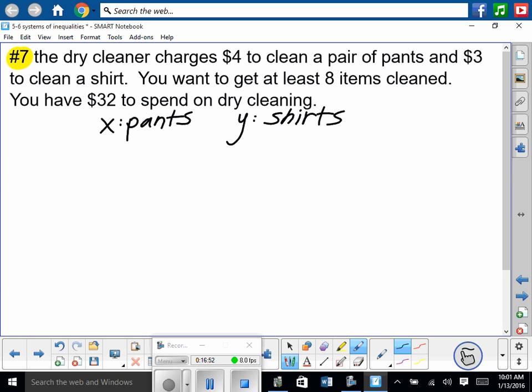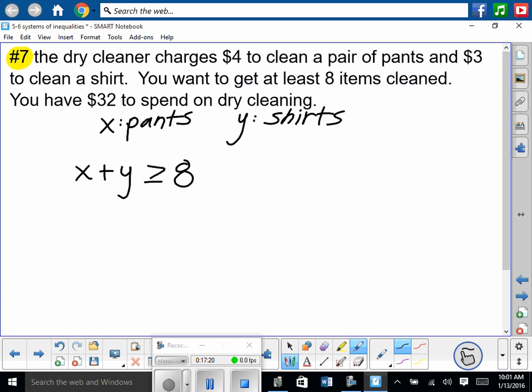I said, okay, so we don't know how many pants, right? So X plus Y, we don't know how many shirts. But we know we have X plus Y amount of clothing, right? We have some shirts plus some pants. It says that we want to get at least 8 items clean. So at least 8 items. So we want it to be greater than or equal to 8 items total, right? So I set up my first part up like this.